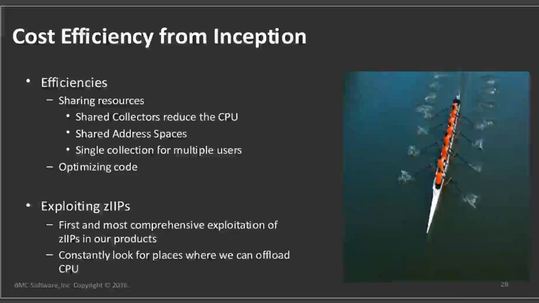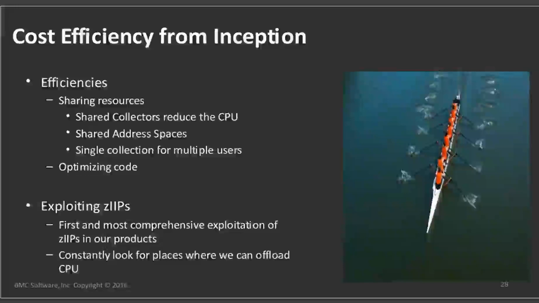We use some shared collectors for any place where we're going to collect the same data for two different uses. We say you should collect it once and not have to collect it twice at the overhead. We share address spaces for monitoring and automation and for other functions where possible. We collect the data once and then make it available for multiple different types of users. And we're always looking at ways to optimize the code. And some of those come in some unusual ways.